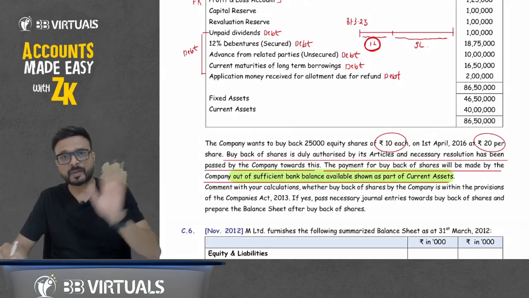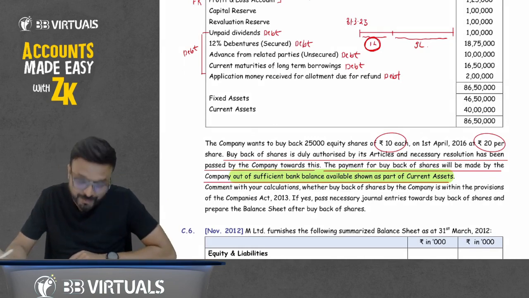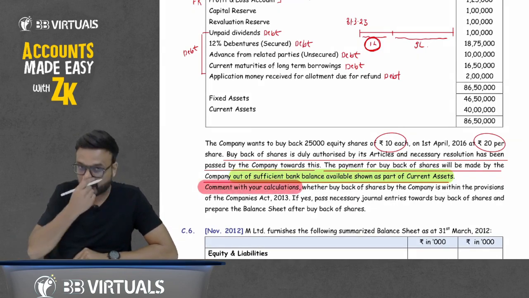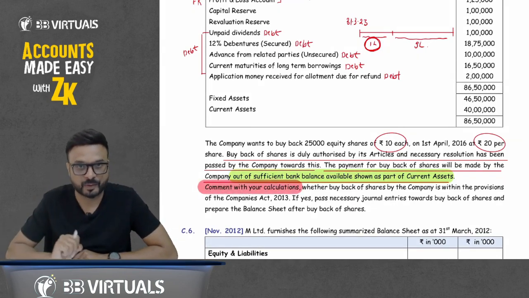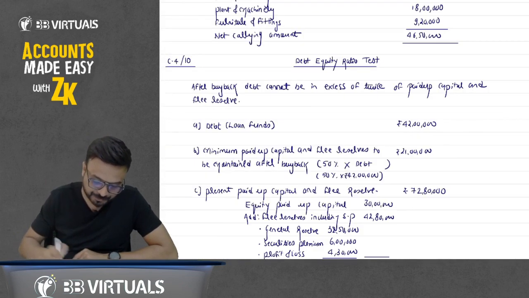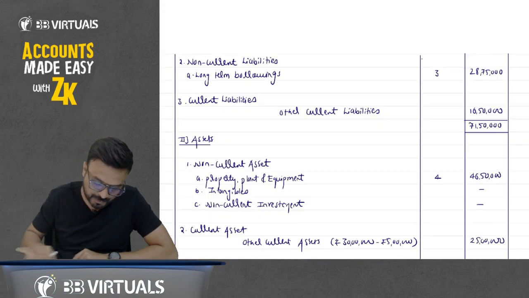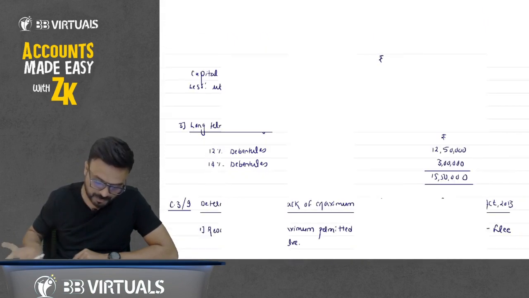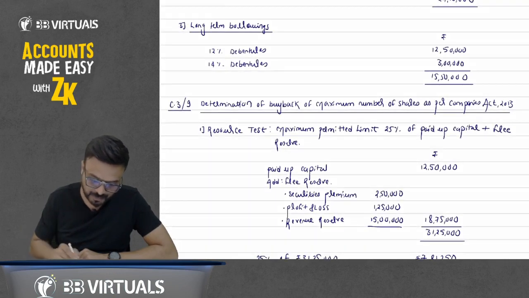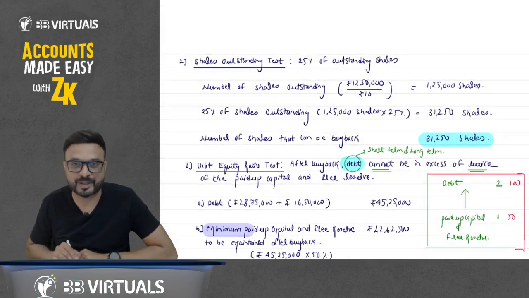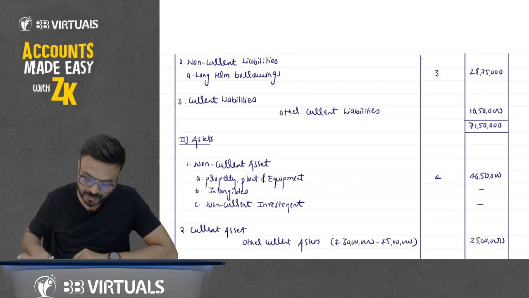Now they tell us to comment with your calculation. Now this is very dangerous. What does it mean? It means that we have to calculate those three tests. You remember those three tests? First is the resource test, then the shares outstanding test, and the debt equity ratio test. So we have to do the calculation.